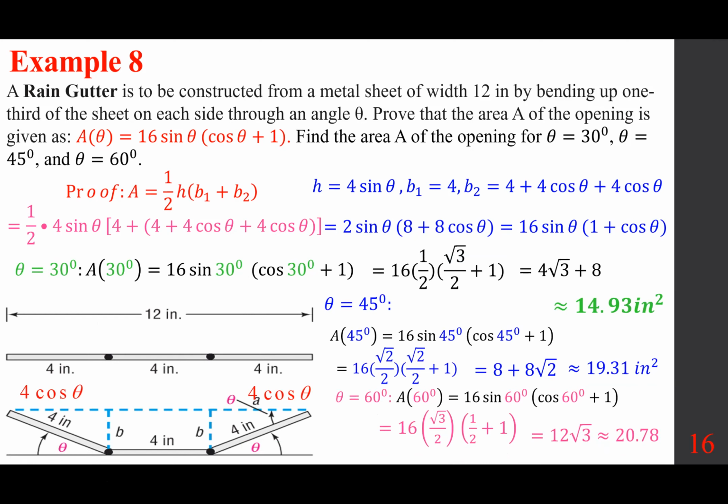So just a quick recap. We are going to prove this by noticing this is a trapezoidal shape. This is the height. We calculate the height to be 4 sine theta. This is B1, it's 4 inches, and this is B2, which is 4 inches, plus this side 4 cosine theta, this side 4 cosine theta. And we do the math.